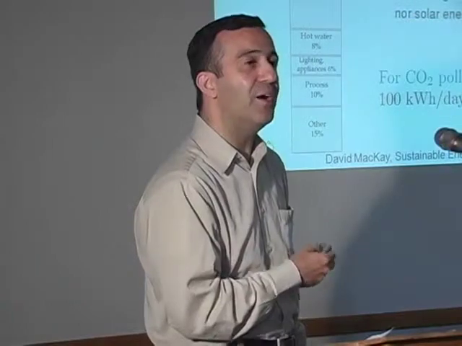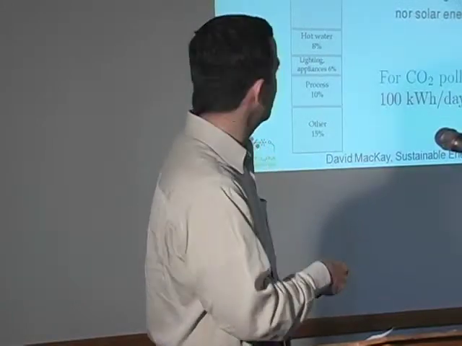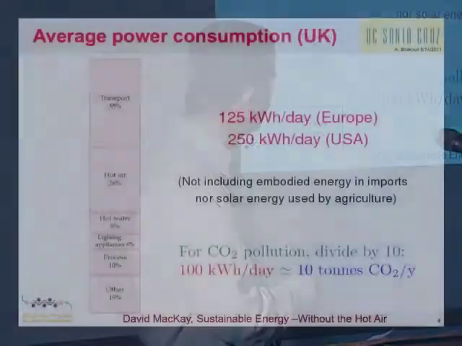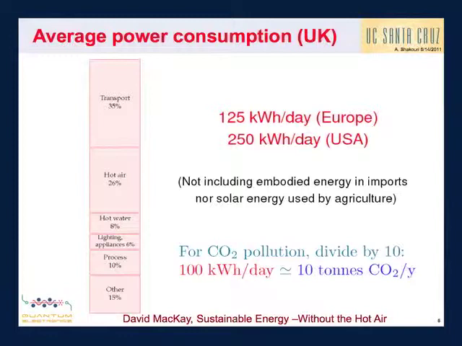And if you want to see how it corresponds to CO2 emission, you just divide it by 10. So basically, a person in the US every day consumes this much, so every year produces something on the order of 25 tons of CO2. So that's the number that we need to change.